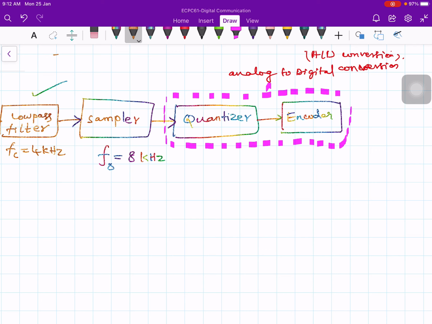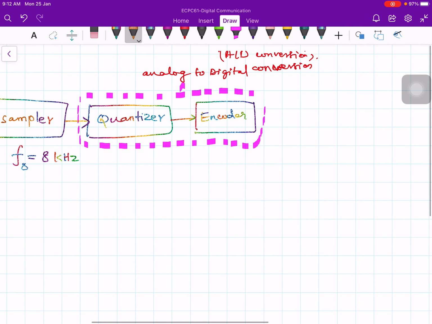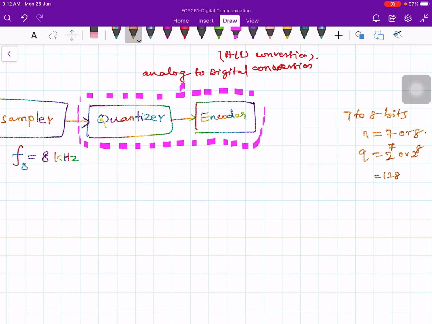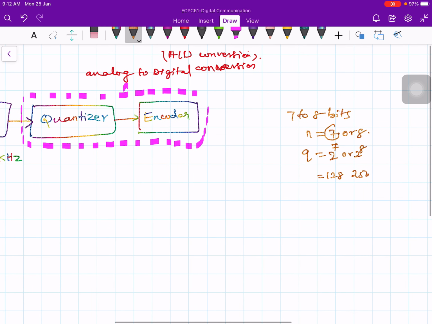As I said, in speech signals we typically use 7 to 8 bits of quantization. So n is equal to 7 or 8. What about Q? Q is equal to 2 to the 7 or 2 to the 8, that is 128 or 256 levels of quantization. So for each sample I need 7 bits or 8 bits to represent it. Each sampled value is represented using 8 bits. Let's say n is equal to 8.